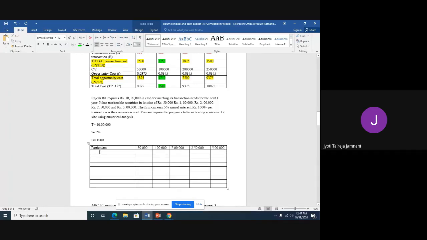First, we'll find the transaction cost. To find the transaction cost, we have to do T by C into B. So first we'll find T by C. To find T by C, first we'll write the value of T. That is total cash. The value of T is 10 lakh. And I'll copy this 10 lakh in all the columns.